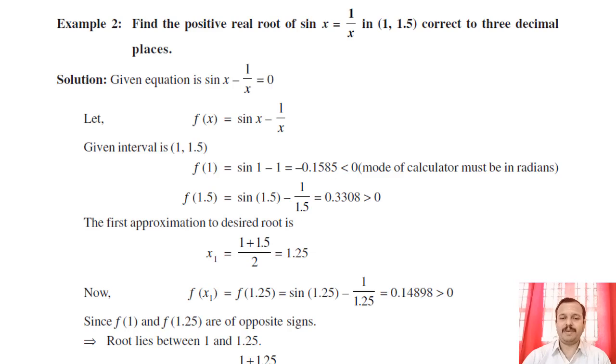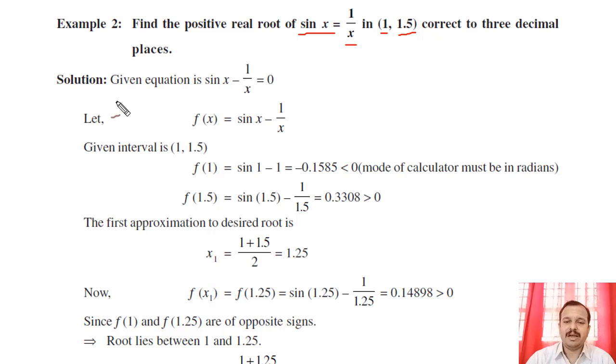Here is the next example. Please try to read the question. Find the positive real root of sin x equal to 1 by x, in the interval a to b, where a is 1 and b is 1.5. So one convenience in this problem is that there is no need to find a and b. They have already been given. Correct to 3 decimal places. I have told you in the previous session what is meant by 3 decimal places. I hope you understand very well.